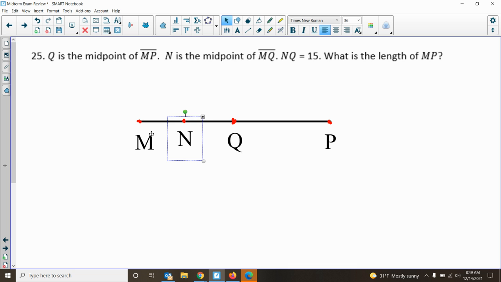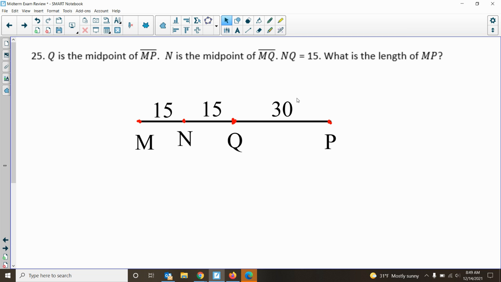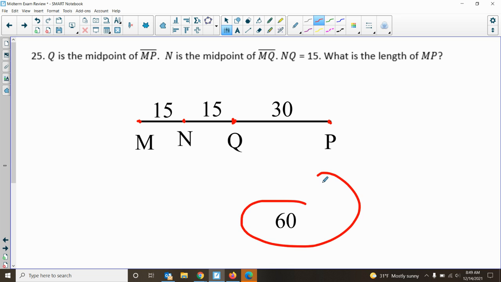This is breaking MQ up into 2 congruent parts. It says that NQ is 15. Well, doesn't that mean that MN has to also be 15? Since N is a midpoint, which means that MQ is 30. So doesn't QP have to also be 30? Because Q is a midpoint. Well, 15 plus 15 plus 30 is 60. That is the length of MP. That is going to be your final answer there.